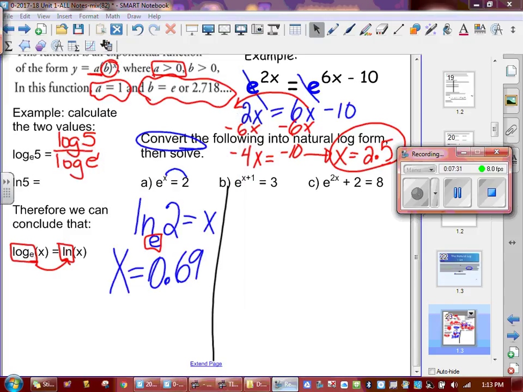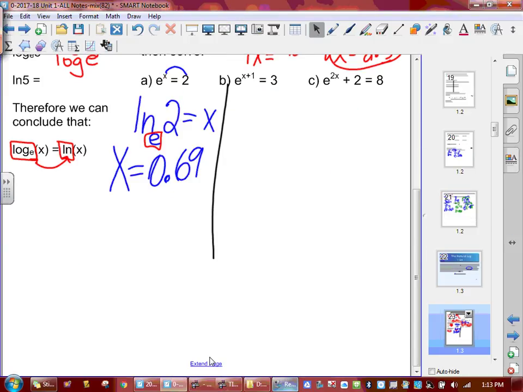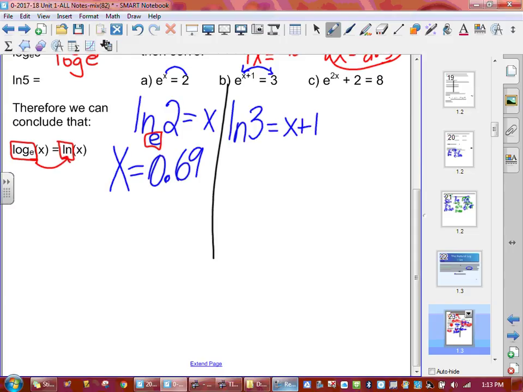Okay, next example. We are going to put the word ln. It has a base e, so we are going to switch those guys places. ln 3 equals x plus 1. Now, how do I get rid of that 1 on the right-hand side? You're going to subtract 1. So I'm going to subtract 1 to that side. And just like we did with the word log, we put this number in front of it and connected it with a plus sign. So it's going to equal negative 1 plus ln 3 equals x.